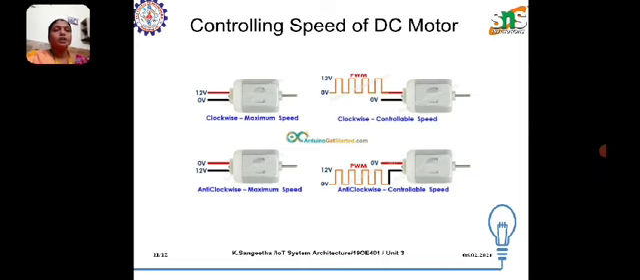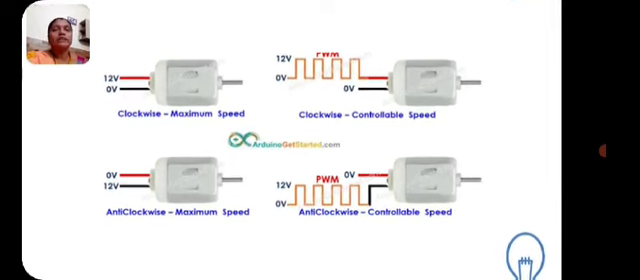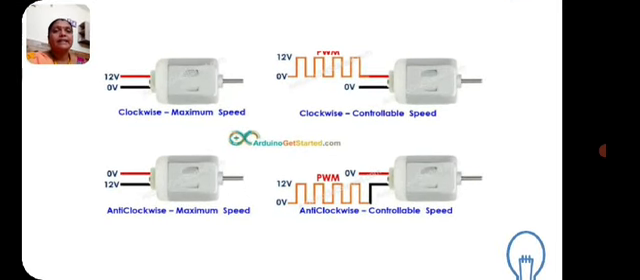For controlling the DC motor, in the first diagram there are two leads, as I said earlier. If the 12 volt battery is connected, with the positive connected to the 12 volt pin and the ground pin connected to ground, it is for clockwise rotation and maximum speed. We can get the maximum speed.